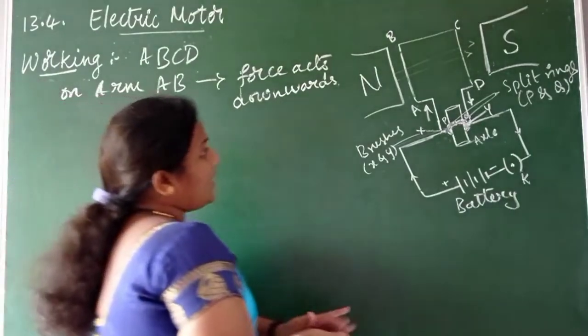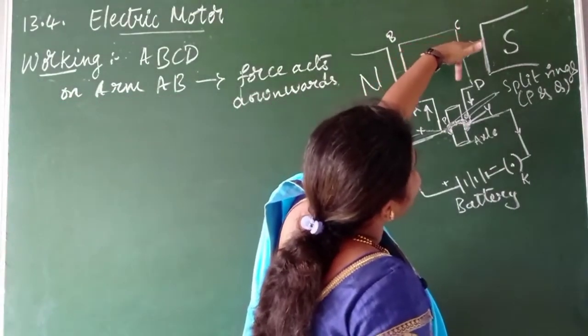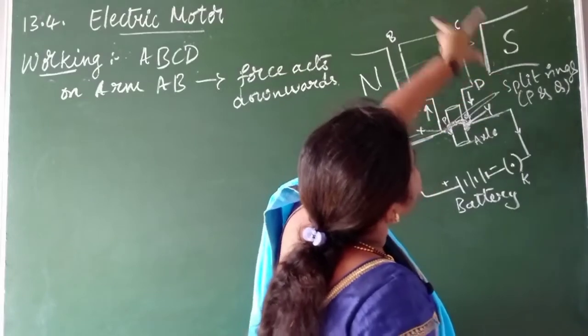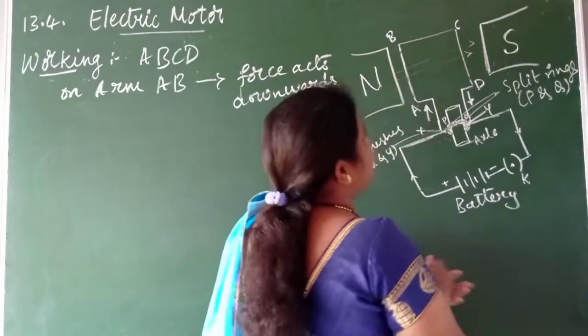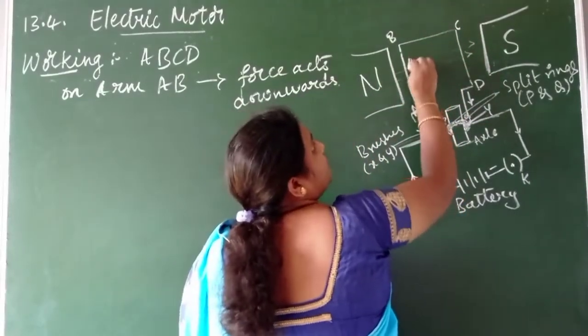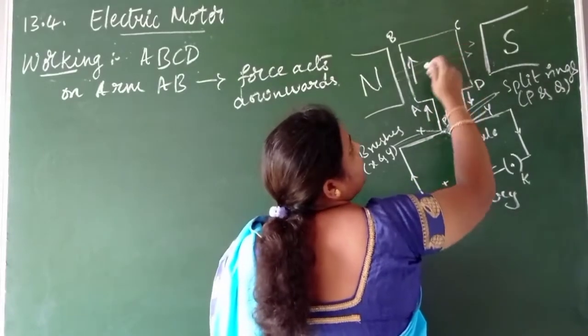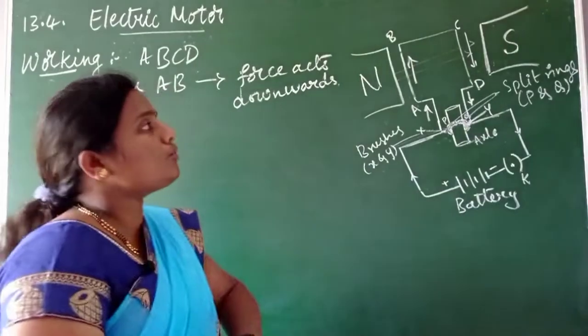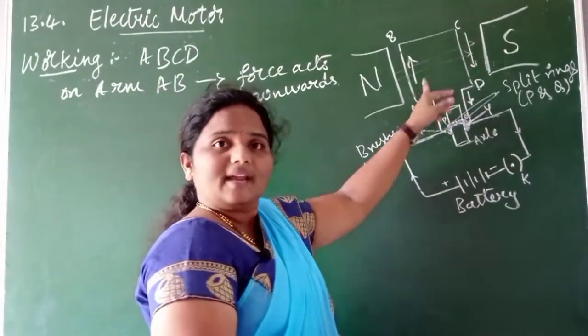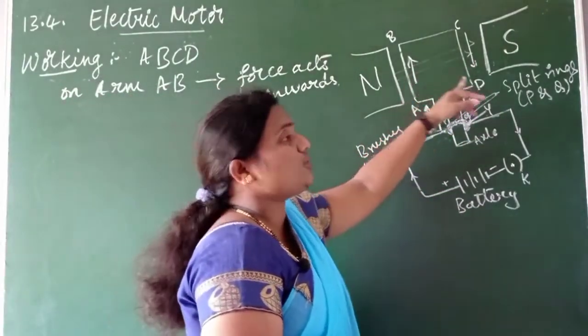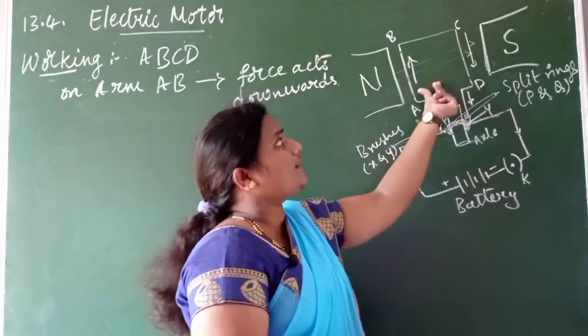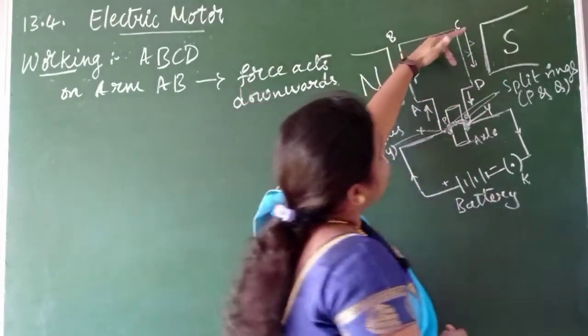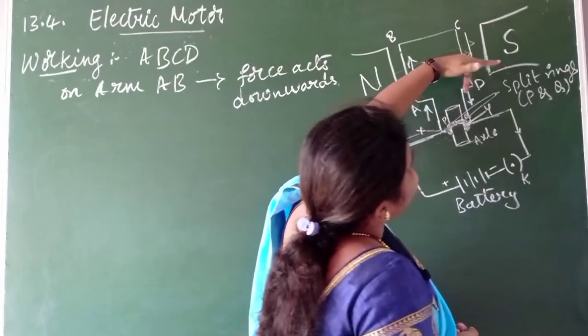So here the magnetic field is in this direction, whereas the force is upwards, that is downwards. On AB, the direction of current is upwards. When it reaches CD, it is opposite to that of arm AB, isn't it, children? The direction of current is opposite to that of arm AB, which means the current is moving in this way.